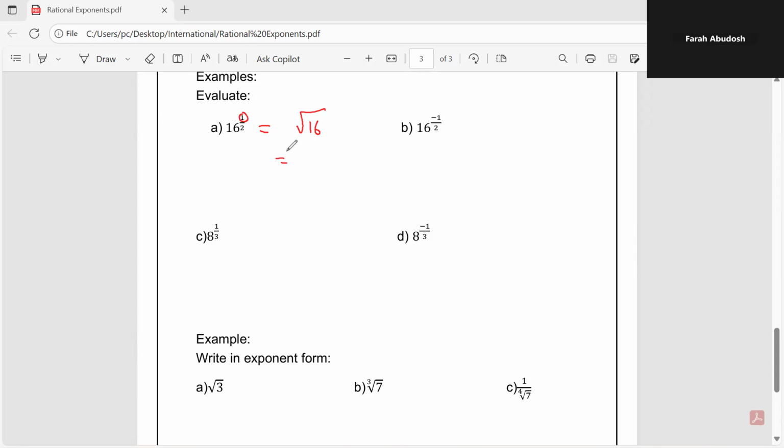What is the square root of 16? What are the two numbers we multiply by each other to have 16? We have positive or negative 4. Let's move to this part.